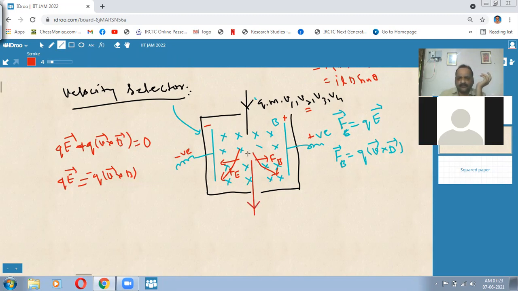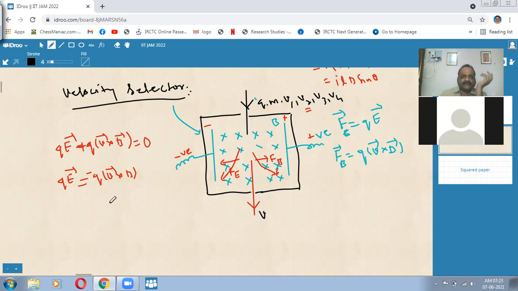And there is a small opening exactly in the opposite direction. An extremely small hole will be present exactly opposite to this entry point. Those particles only with that specific velocity will be undeflected, and they'll travel straight in that region and come out of this narrow hole. Means all the particles which are coming out of this narrow hole will have one specific velocity.